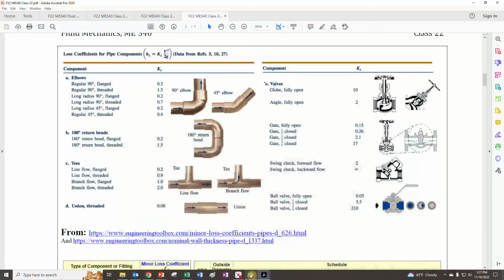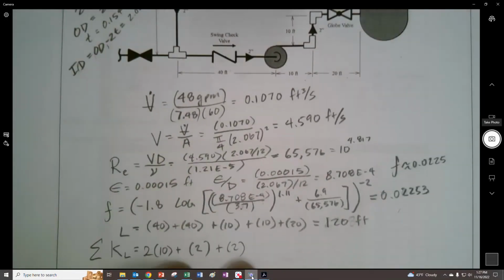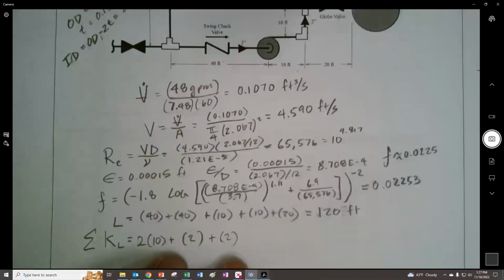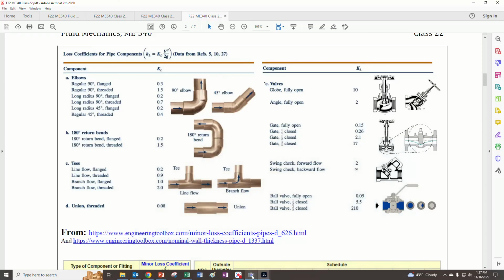So let's put away the check valve. That check valve is a swing check valve, and of course, obviously, it's forward because it wouldn't go the other way. So that's also 2. And then right here we have 2 elbows, 2 90-degree elbows. So we'll add 2 right there. And those are threaded. And so right here we have 2 times 1.5.